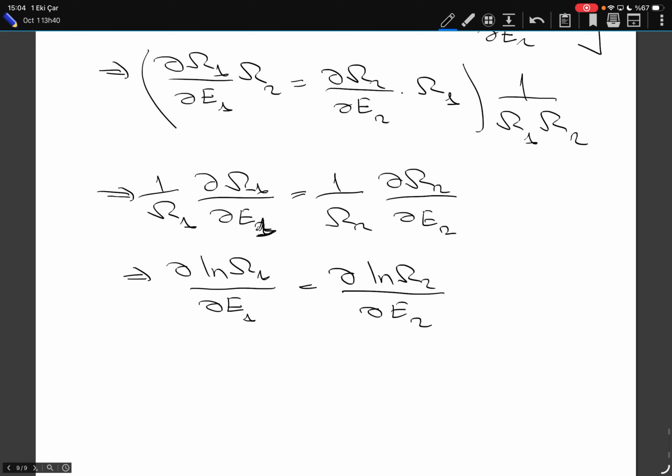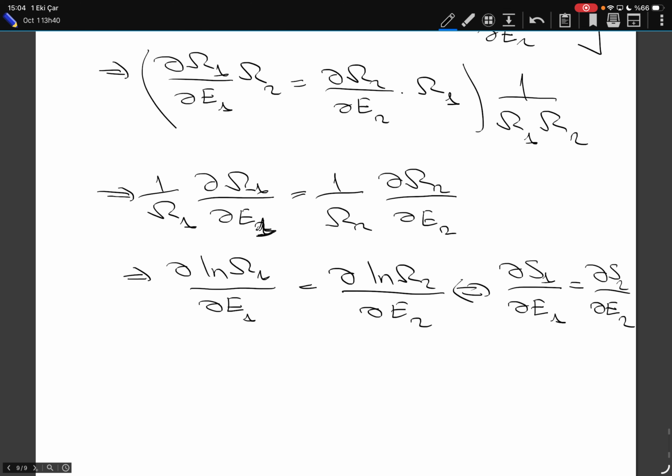Well, this should look familiar from thermodynamics. Del S1 by del E1 should be equal to del S2 by del E2. When the system reaches equilibrium, that should be satisfied.